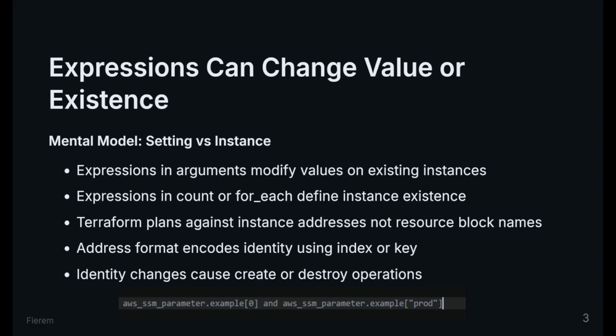Expressions inside normal arguments modify values on existing instances. Expressions inside count or for_each define which instances exist. Terraform plans against instance addresses, not resource block names. An address like resource.name[0] or resource.name["prod"] represents identity in state.